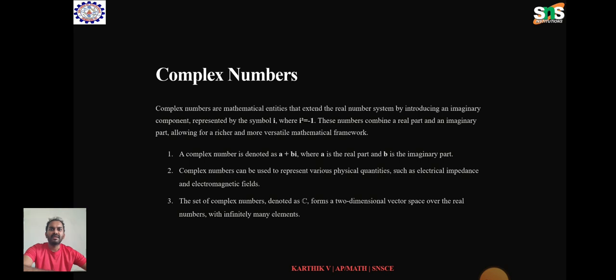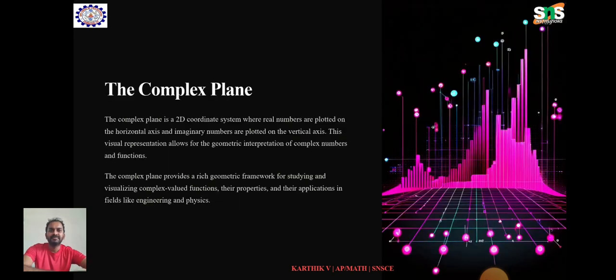Complex numbers. Complex numbers are numbers that can be expressed in the form a + ib, where a and b are real numbers and i is the imaginary unit defined as i squared equal to minus 1. Complex plane. The complex plane is a geometric representation of complex numbers where each complex number is associated with a unique point in a two-dimensional plane. It is often called the Argand plane or Argand diagram, named after the mathematician Jean-Robert Argand.